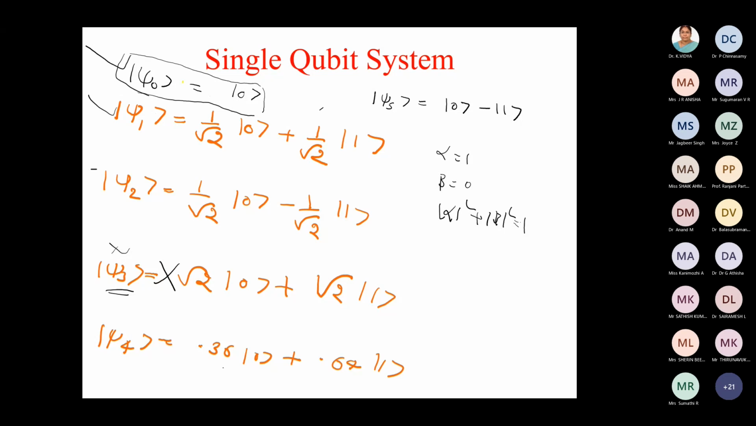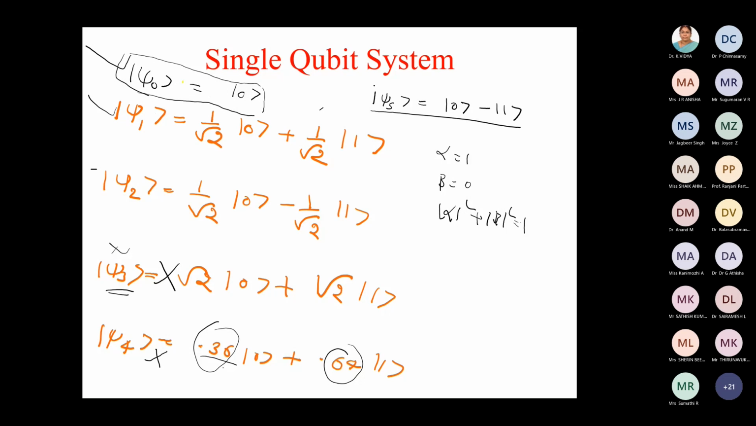What about this? 0.36 is not valid or valid? Valid. You guys must be having an engineering or mathematics background, so you can tell quickly. Just mod square this and mod square this. If the sum is 1, then it's a valid qubit, just like this. So that mod square sum is not 1, so it's not a valid qubit.